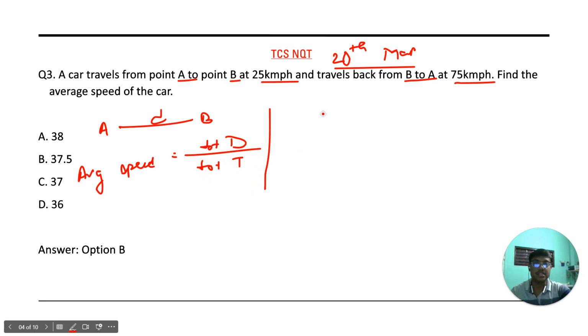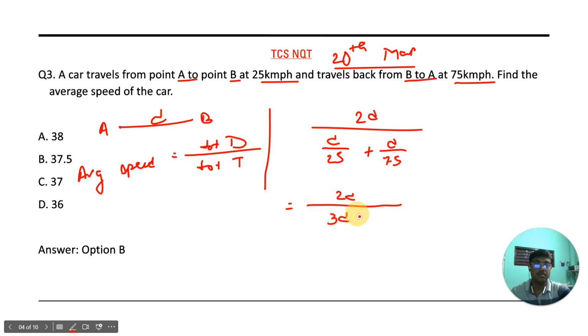Now, total distance for the movement from A to B and then B to A is 2d, and time taken to travel from point A to point B is d by 25, and point B to point A is d by 75. So this is our equation, and this is our formula. Now if we solve it, we would get 2d divided by 3d plus d. 75 is the LCM, it can be easily understood.